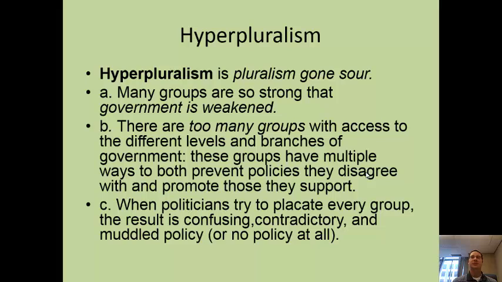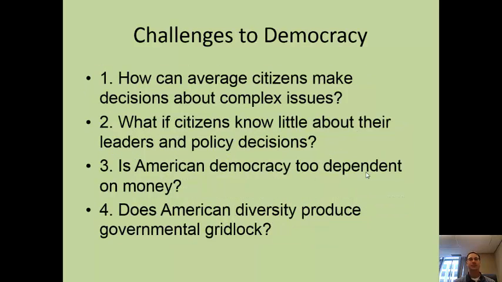Okay, so when politicians try to please every distinct group out there, policy becomes just unreadable because you're trying to handle each little different group. Challenges to democracy. So, just looking at something like Obamacare, how do you make a decision about a complex issue like American healthcare, which is so difficult to study that even experts have a hard time pinning down what the issue is.